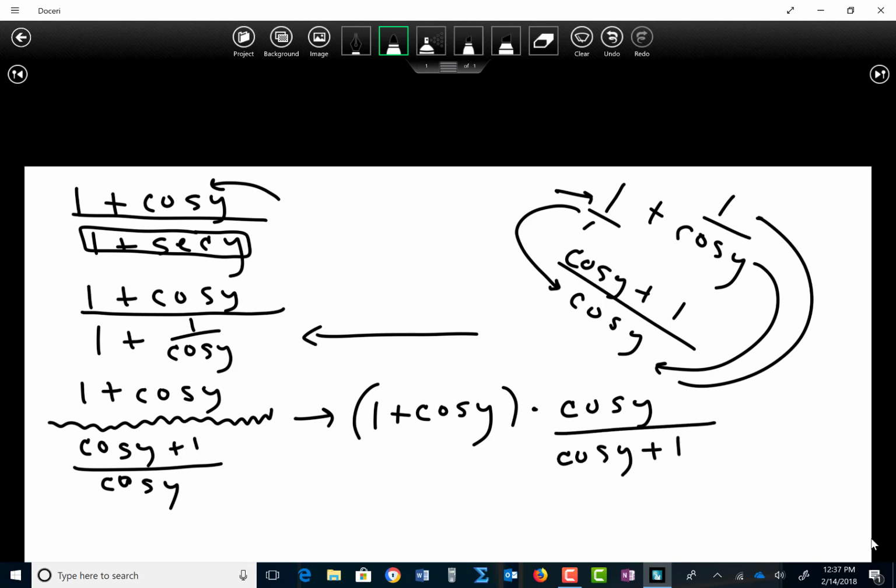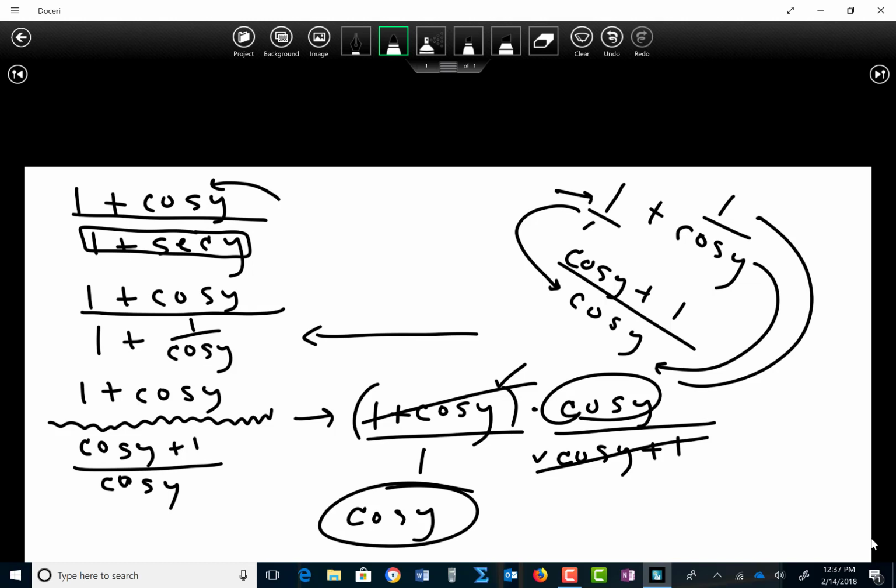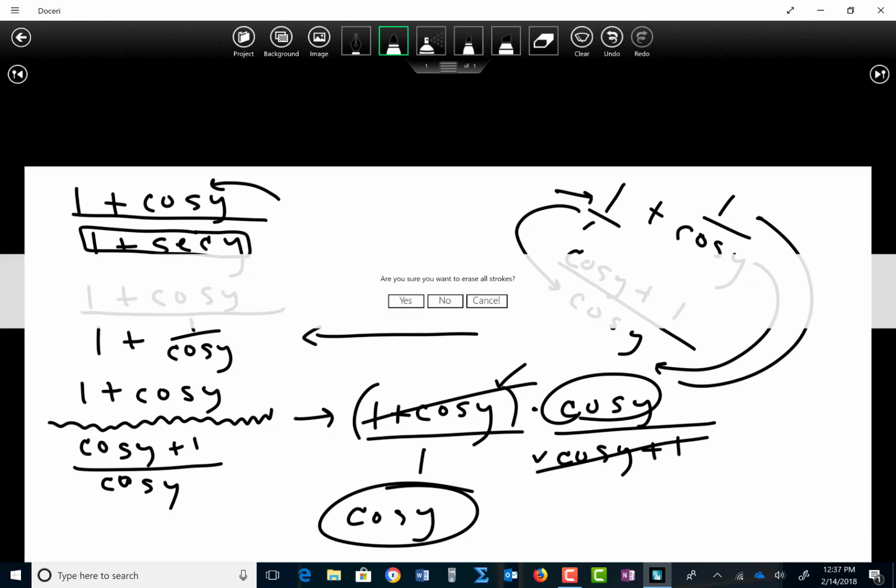Since this and this are the same expression, I can cancel them. Remember, when we multiply fractions, as long as things are top and bottom and not side to side, we can cancel. So the only thing I have left is this cosine, and that was the answer to that one. So that's one of them. Let's clear out this other one.